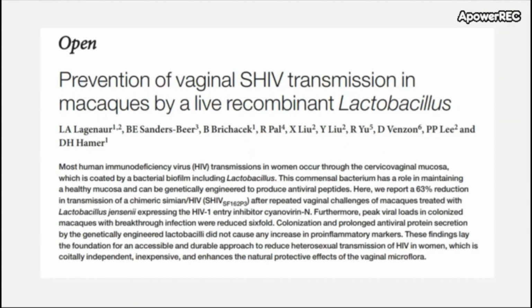So here is another research article entitled Prevention of Vaginal SHIV Transmission in Macaques by a Living Recombinant Lactobacillus. In this study, they introduced a probiotic, a Lactobacillus called Lactobacillus jensenii, which secreted antibodies against HIV. They genetically engineered it to produce these antibodies that were specific for HIV. And as a consequence, they reduced SHIV, which is simian HIV, which is just monkey HIV basically. They were able to reduce the rate of transmission by 63%.